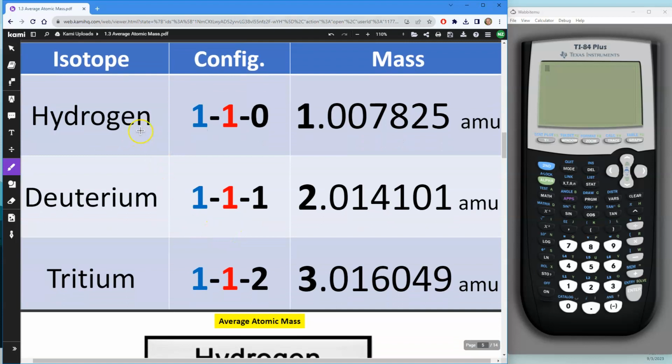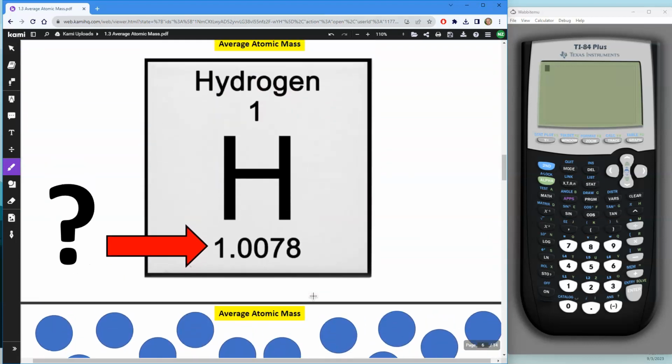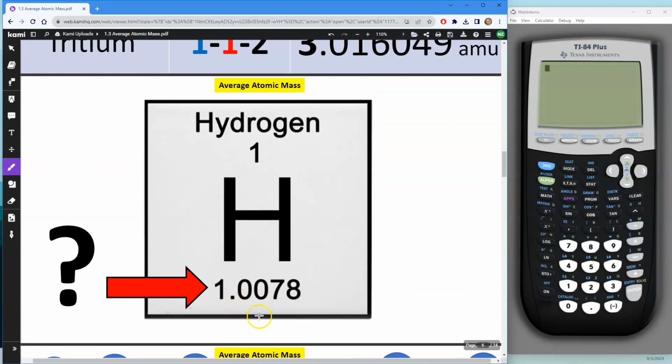Okay, these isotopes of hydrogen actually have special names. So hydrogen without a neutron is called hydrogen. Hydrogen with one neutron is called deuterium, and hydrogen with two neutrons is called tritium. So the mass of hydrogen is 1, the mass of deuterium is about 2, and the mass of tritium is about 3 atomic mass units. So then, why on the periodic table is a mass of 1.0078 listed?